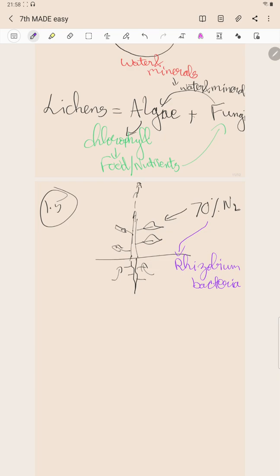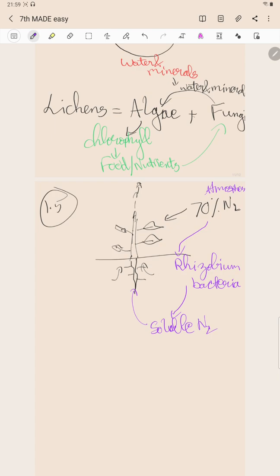This nitrogen is atmospheric nitrogen. Atmospheric nitrogen is fixed by Rhizobium bacteria. Okay, understand that? And this atmospheric nitrogen is converted into soluble nitrogen. And the soluble nitrogen is taken up by the plants. So that is what happens. So basically, that's what happens in the phenomenon where the plants get the nitrogen.